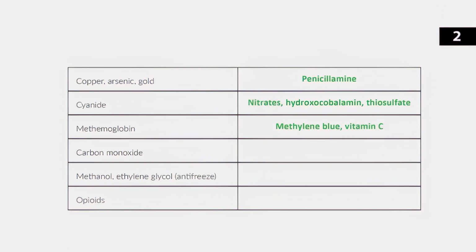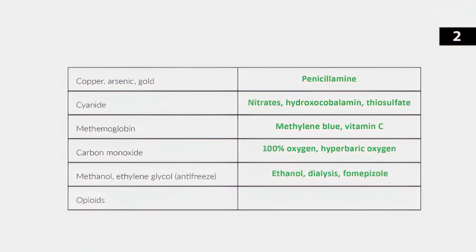Carbon monoxide binds to hemoglobin and competes with oxygen for that binding site. So treat with 100% oxygen and maybe hyperbaric oxygen if you have it. Methanol or ethylene glycol, which is antifreeze, you can have a few options here. You can give ethanol to competitively inhibit that metabolism of these, or you can do hemodialysis. The drug of choice, the antidote, is going to be fomepizole.